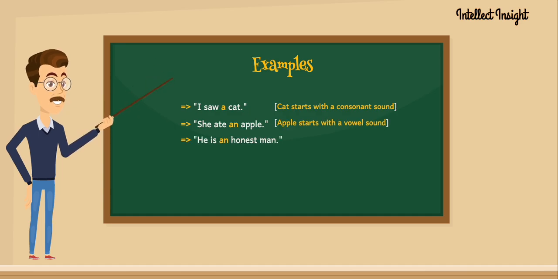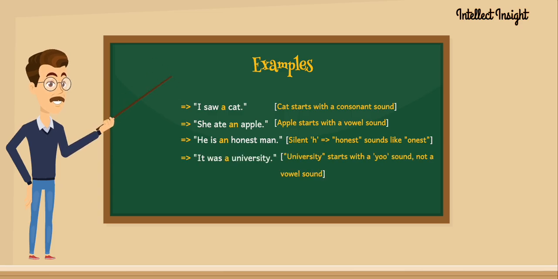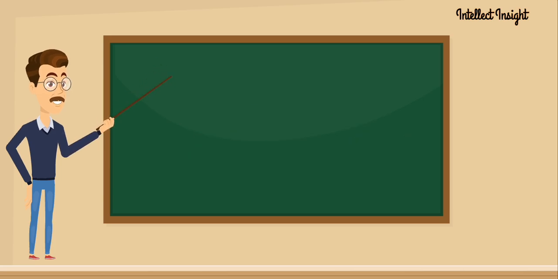He is an honest man. Silent H, which means honest sounds like "an honest." It was a university. University starts with a "yo" sound, not a vowel sound.